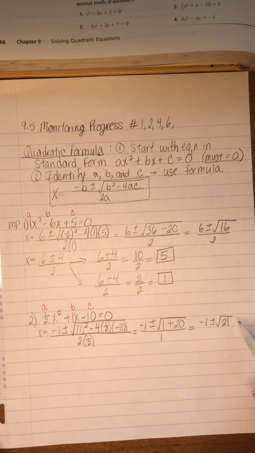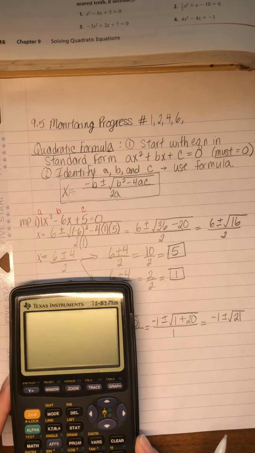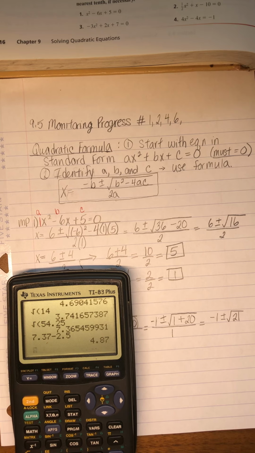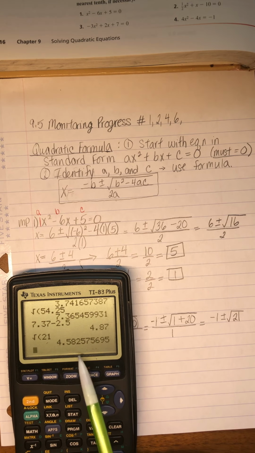All right, our next step is we're going to take the square root of 21, but we know that 21 is not a perfect square, and that's okay. Remember in the directions it says to round to the nearest hundredth. Actually in the book here it says to the nearest tenth, so that's what I'm going to do. Let's round to the nearest tenth. I'm going to put in the square root of 21. And if I round to the nearest tenth, that would be 4.6.